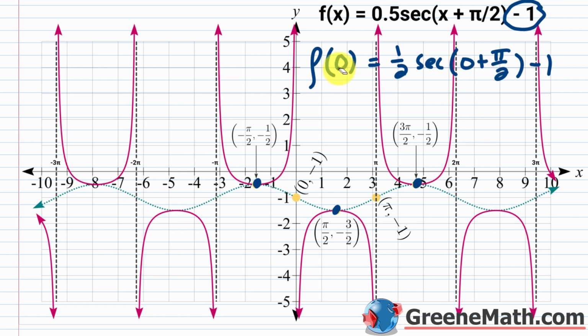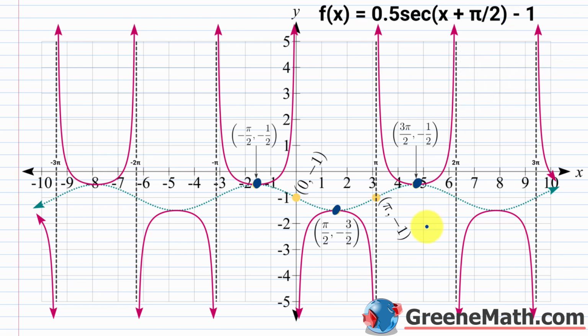And then if you did the other one, so let me erase this. And let's say we did pi. So plug in a pi there and a pi there. Well, now pi plus pi over 2, that's 2 pi over 2 plus pi over 2. That's 3 pi over 2. So you'd end up with a secant of 3 pi over 2. Again, that's undefined. So all you have to do is remember that a quarter of the way through and 3/4 of the way through, that's where you're going to have your vertical asymptotes.